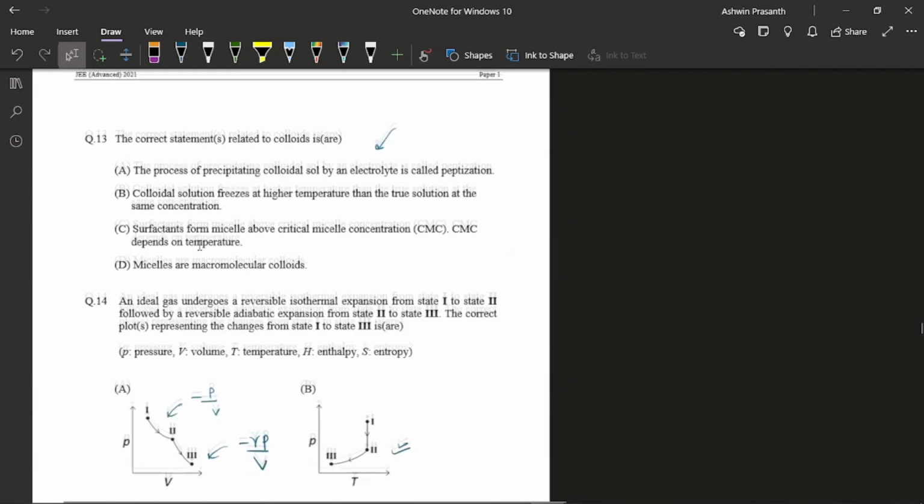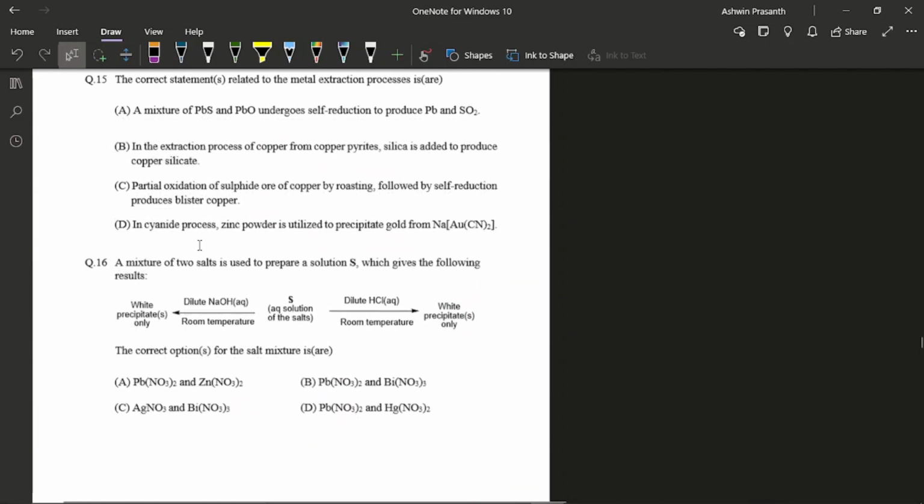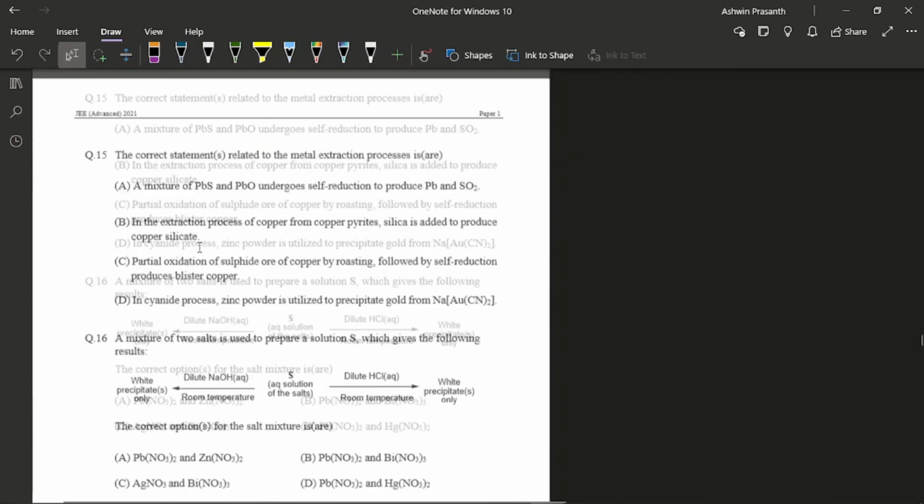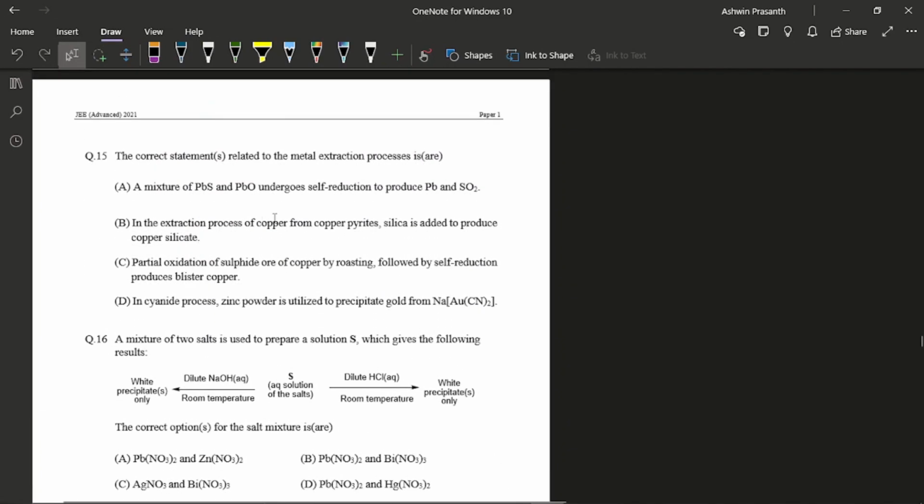Then I moved on to maths. No, sorry, there were these two questions. So metallurgy, I was very confident in metallurgy, so I was able to solve this easily.